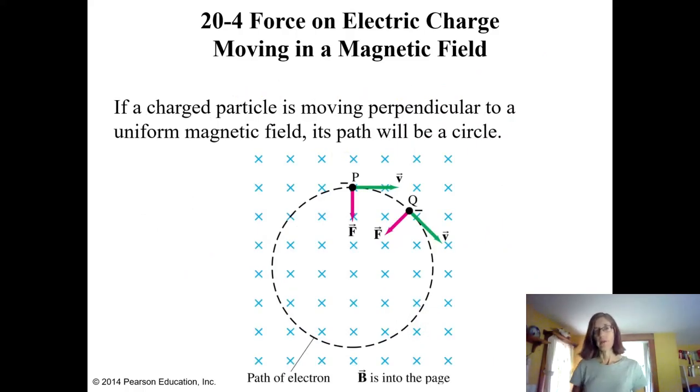So if a charged particle is moving perpendicular, its path is going to be a circle. This should kind of look like uniform circular motion that we saw in physics 1. And you'll see that in each case, this velocity is tangential to the circle, and the force is pointing inward, just like we saw with centripetal force. B, and it's kind of tough to show, but if you use the right-hand rule, then B would be into the page in this case. And this right here is just showing the path of the electron.